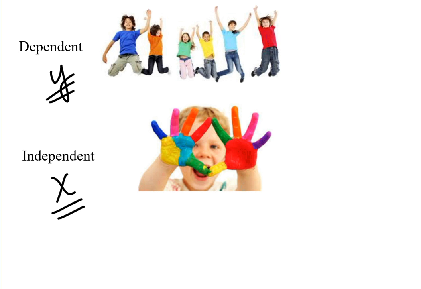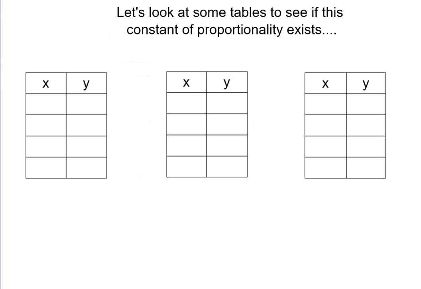So we're going to take a look at this a little bit more in depth by looking at tables and seeing if we can see if this constant of proportionality exists. So let's take a look at this first one. In this first table, we have the independent variable, which is x, stating 2, 4, 6, and 8.